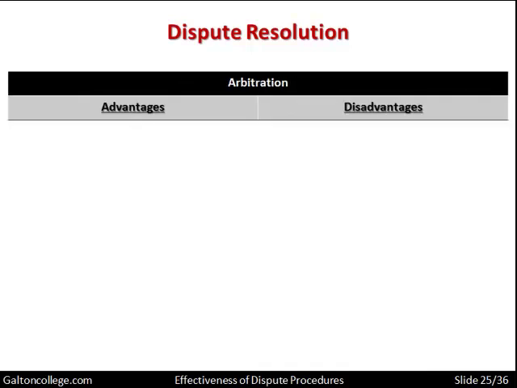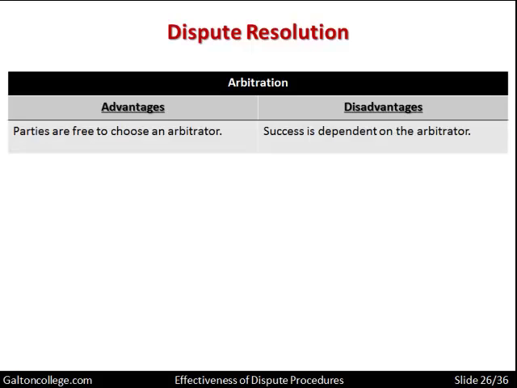Arbitration. Well, the advantages and disadvantages of arbitration. Well, parties are free to choose an arbiter. And of course, success is dependent on the ability of the arbiter. Now, an arbiter is someone who has the confidence of both sides, who will listen to the case from both sides and will decide what is the best solution. Ideally, I suppose, in the middle between the two of them.